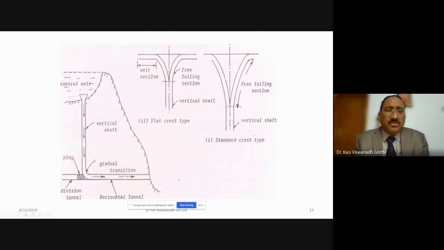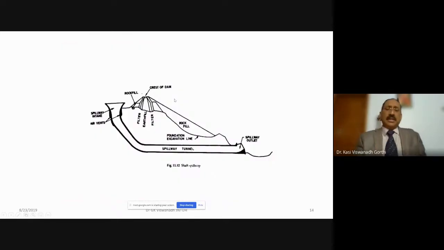At the top of the shaft spillway there will be a vertical shaft, and the top of this vertical shaft is provided with a funnel. From the control weir, the excess water from the reservoir enters here, gets collected, and is conveyed through a horizontal tunnel. Finally, it is let off into the downstream portion of the river. You can see here a standard crest and a flat crest type. The purpose of these is to ensure that the excess water over and above this level enters the shaft and is finally conveyed to the tunnel.